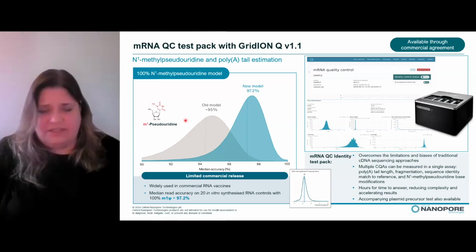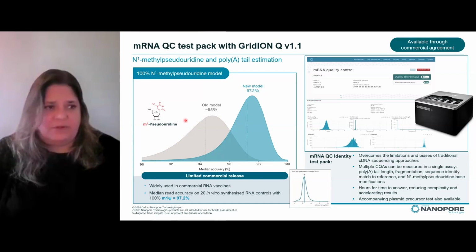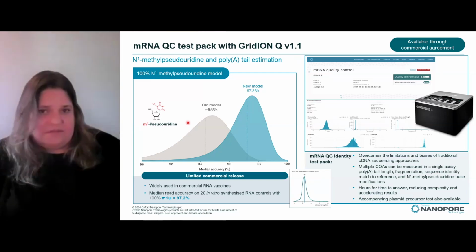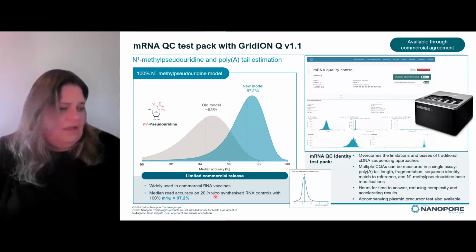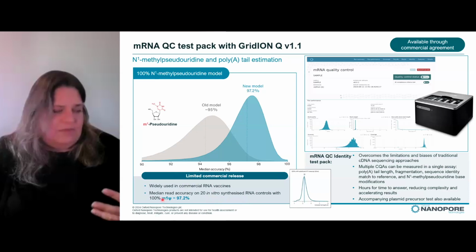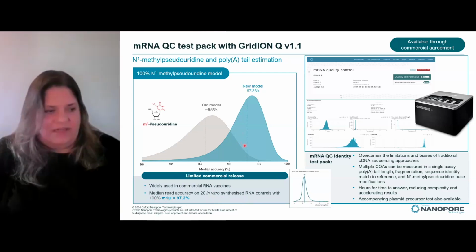This one is not available in Dorado. It's available through the standalone Dorado that's out there. This is available through limited release and through commercial agreements with Oxford Nanopore. If you're interested, please get in touch with our business development team. And so what we're showing here is 20 in vitro synthesized transcripts that have been 100% modified with N1-methylpseudouridine, and we can see that they call them quite highly.